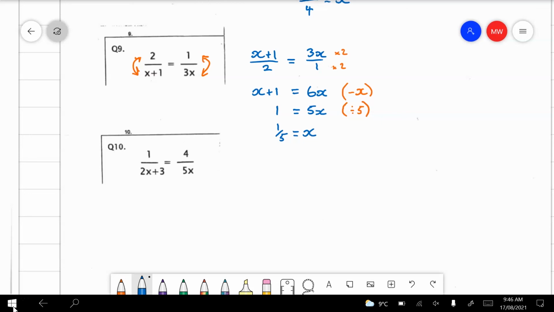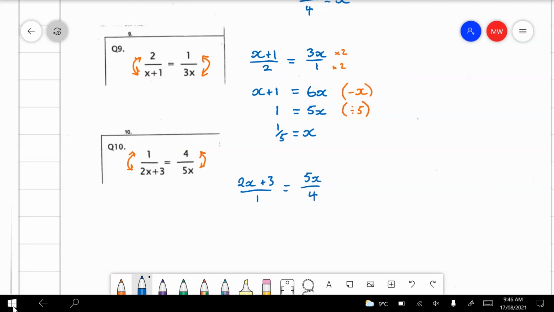Last one, we can flip this one upside down as well. So in our first move, what we'll do is we'll just flip these. You don't need to show the arrows in your working out. I'm just exaggerating it with these. So you'll end up with 2x plus 3 over 1 equaling 5x over 4.